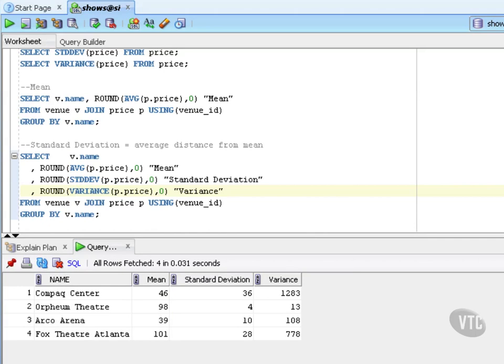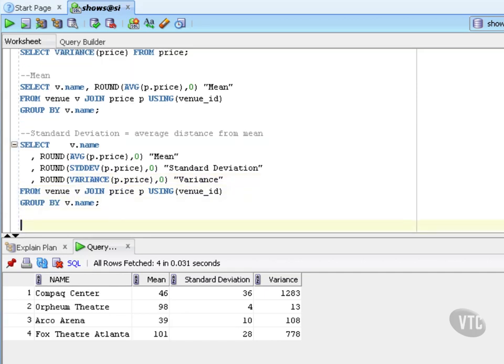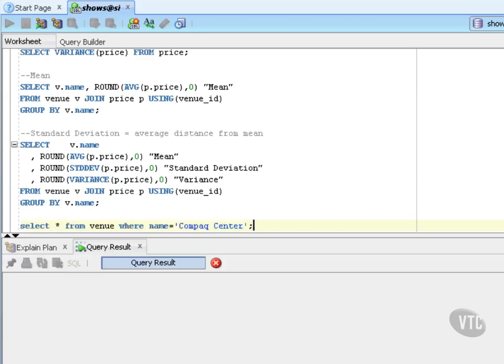So the compact center mean is 46, the standard deviation from the mean is 36, and the variance is 1283. What the heck does that mean? Well, let's go and actually have a look at it. So compact center, I want to find out what is star from venue where name equals compact center. I want to know what that value is first.